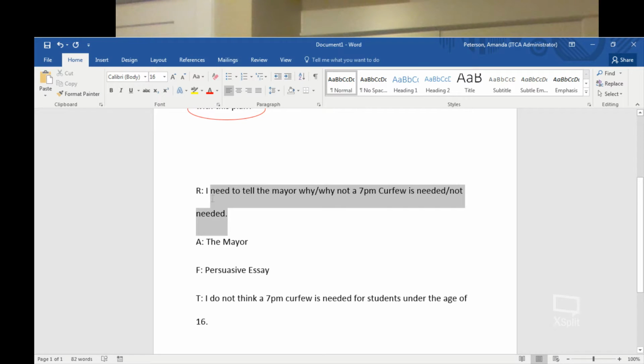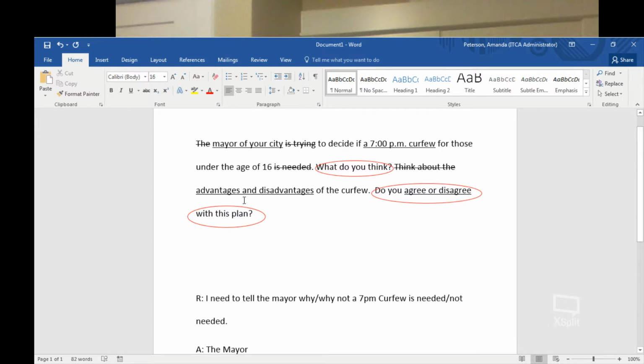Okay, and this is exactly what my responsibility is, as I'm telling the mayor whether a 7 p.m. curfew is needed or not needed. My audience is the mayor. I'm writing it in a persuasive essay, and this is exactly what my topic is going to be. I've come up here, I've even underlined some keywords or phrases. I've circled the exact questions, and I've crossed out all the fluff.